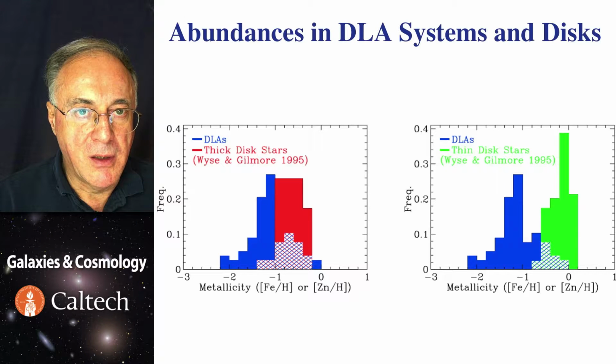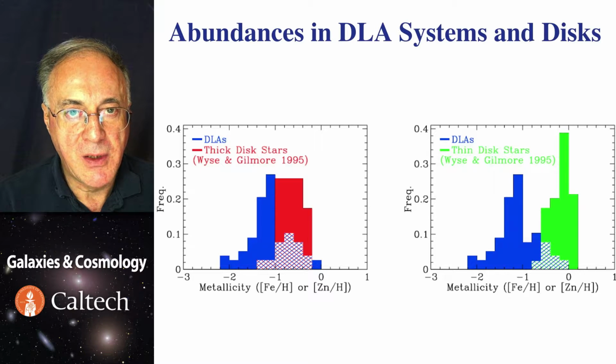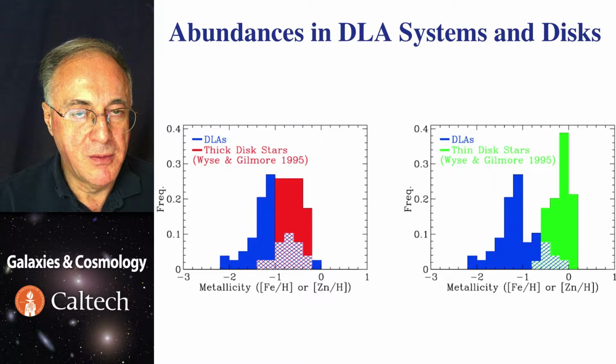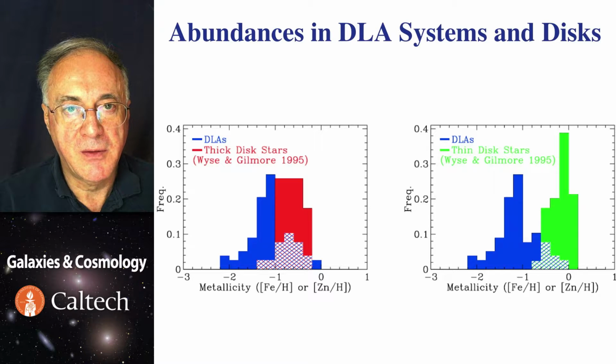As you can see, they overlap, but Lyman alpha absorbers are much closer in their metallicity to the thick disk stars, the old disk population, than to the thin disk stars, which are just relatively recently made, chemically evolved systems.